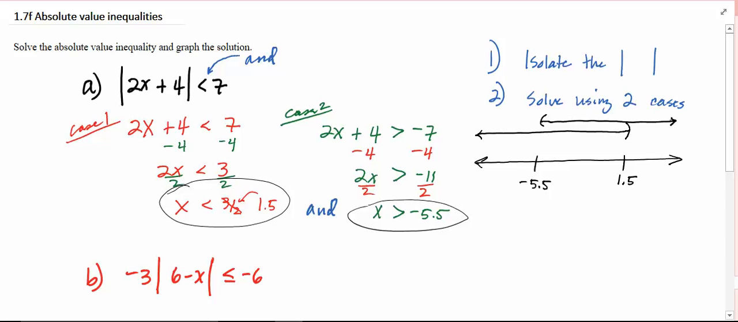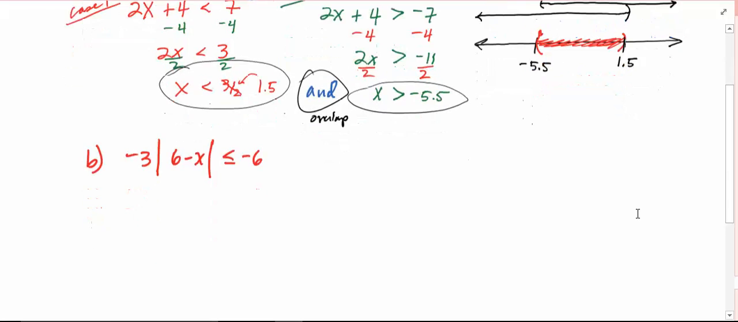It goes like that. Now the word and means the overlap, only the overlap. So my answer is going to be, sorry, I just had to double check my work. My answer is actually going to be just this overlap part. So there's the answer, from -5.5 to 1.5. Any value that you pick in that red zone will cause that inequality to be true. Okay, let's take a look at the next problem here.